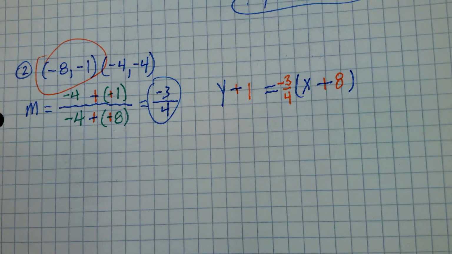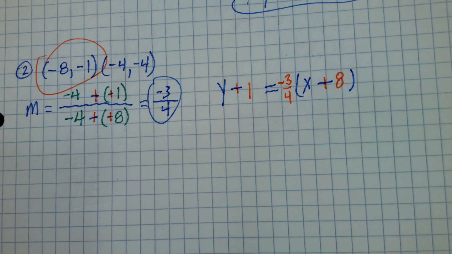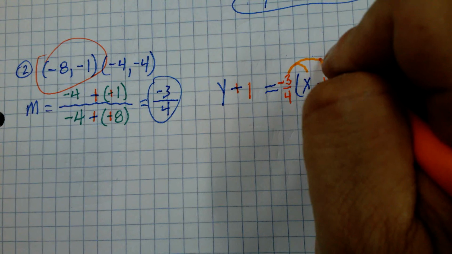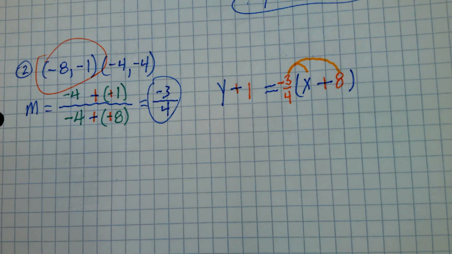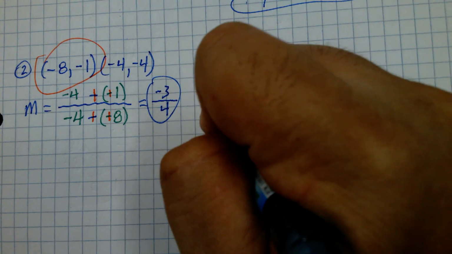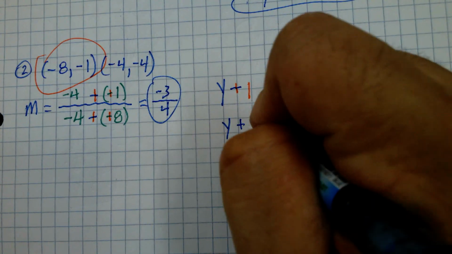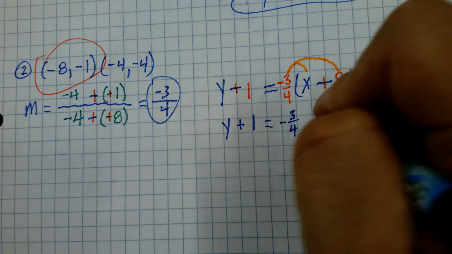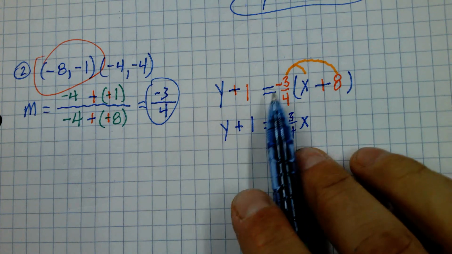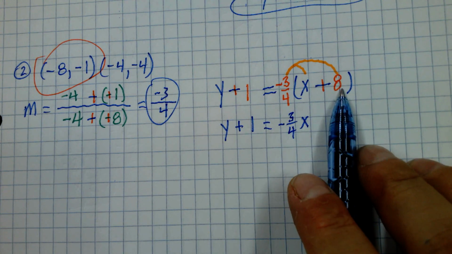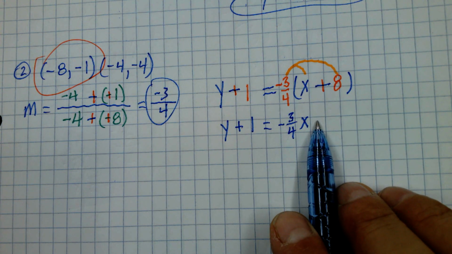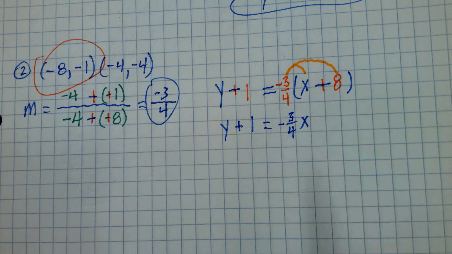All right. Now we have a little bit of a problem, but it's not going to be too bad. We know we have to distribute first. So let's distribute. Negative 3/4, we're going to multiply it in. Okay? So y plus 1 equals negative 3/4 times x. There it is. And then we're going to multiply negative 3/4 times 8. The first thing I want to decide is if this is going to be a plus or a minus sign here. Yeah, it's a negative times a plus, so it's a minus.